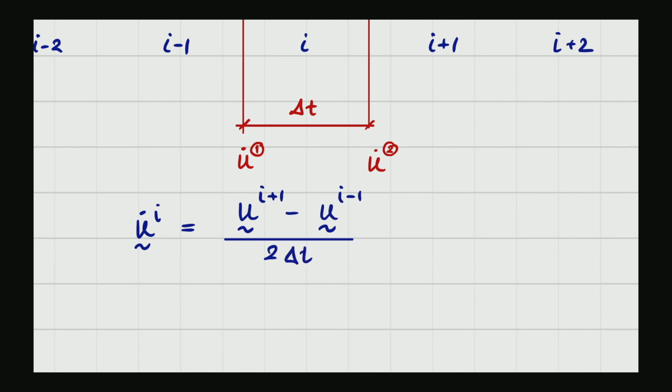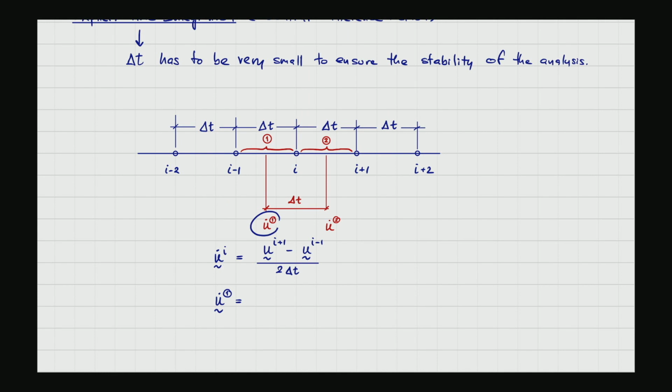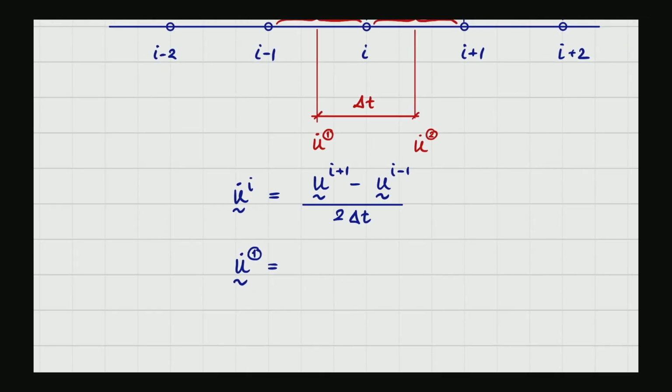Two times delta t, and the u dot 1, which is the displacement at the midpoint here, the u dot 1 is equal to ui minus ui minus 1. Am I right? And then divide by the delta t.